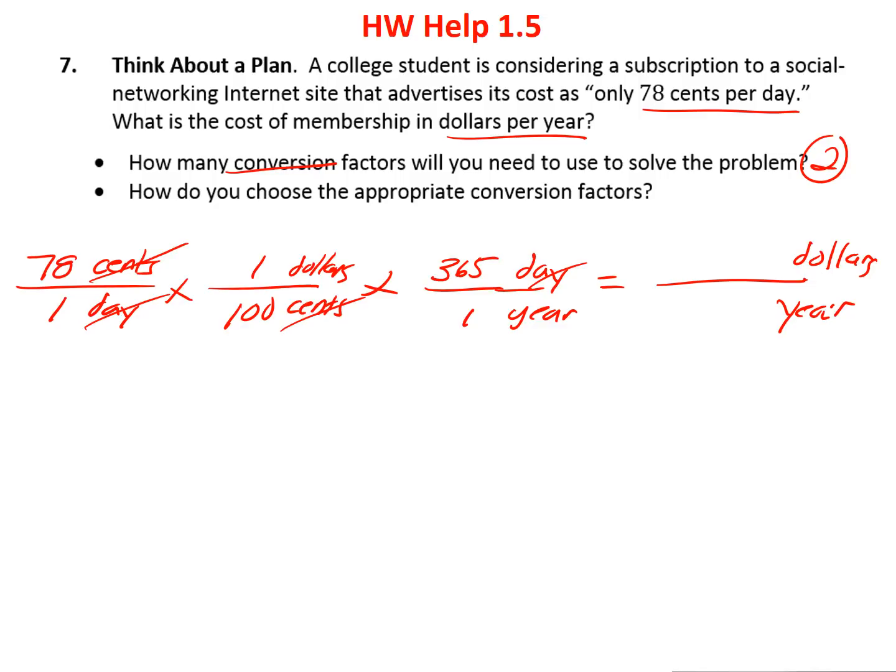This problem doesn't actually ask you to find it, but it would be 78 times 365 divided by 100. And I get that to be $284.70 per year. So 78 cents a day ends up being $284.70 per year.